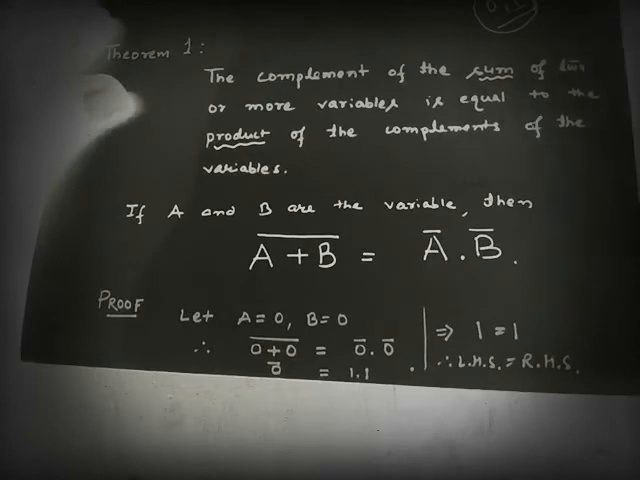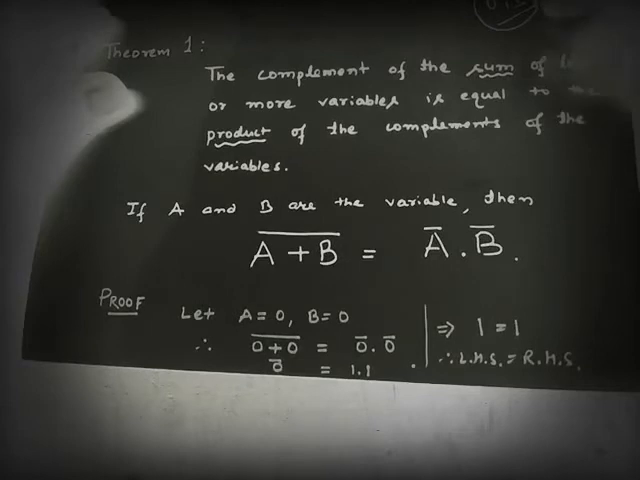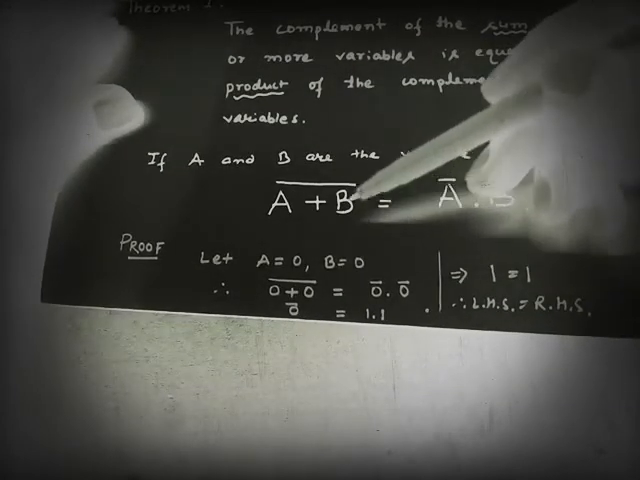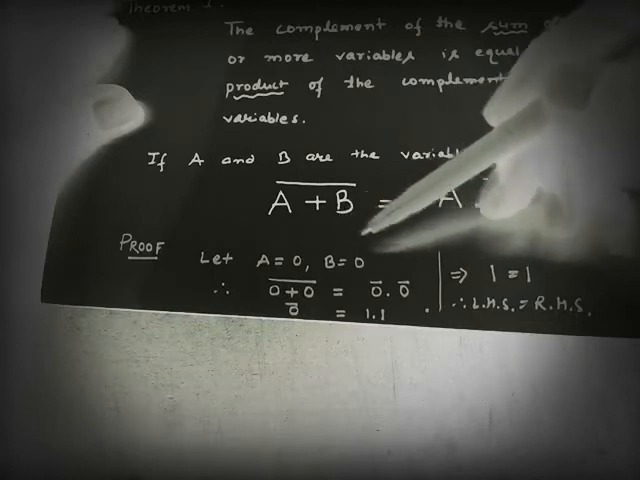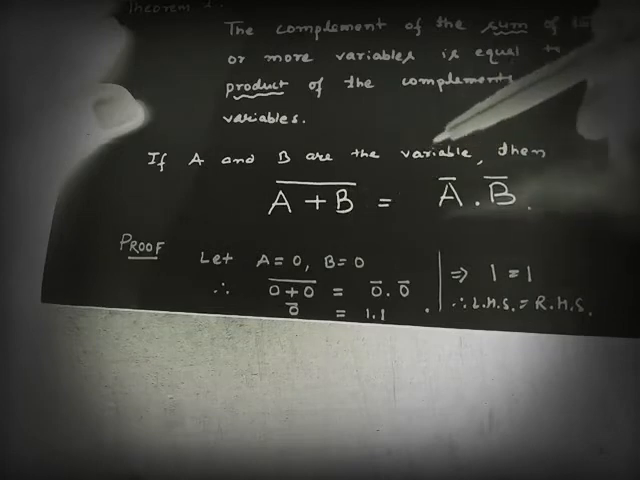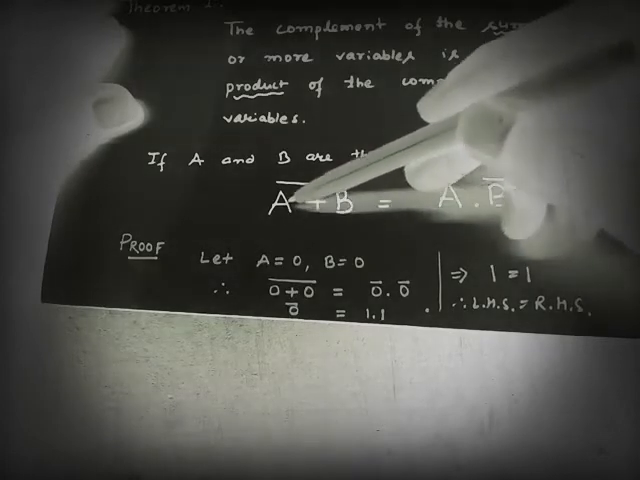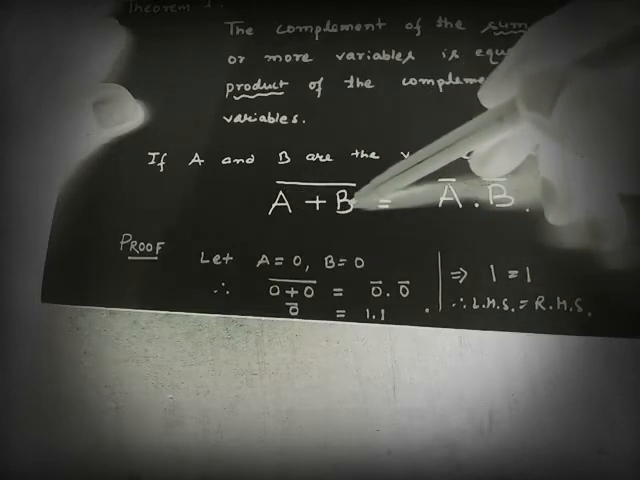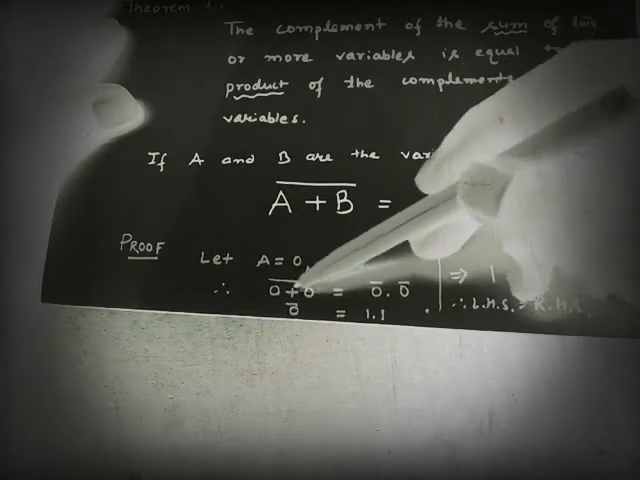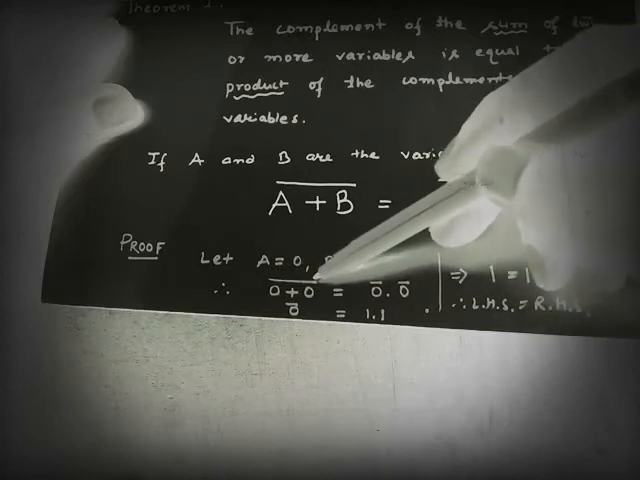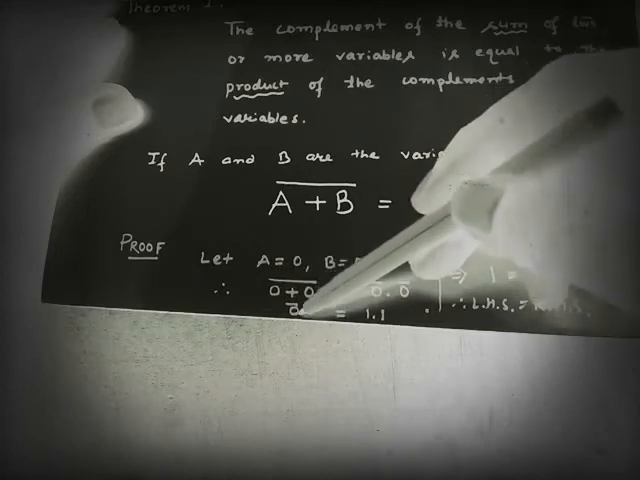Sometimes questions are asked to prove it. So here I am taking A equal to 0 and B equal to 0. You could take any other value, A equal to 1, B equal to 0, or A equal to 1, B equal to 1. Each time the result will be the same. So putting the value of A as 0 and B also 0, we get 0 plus 0, with a complement sign just above it. 0 plus 0 is 0.